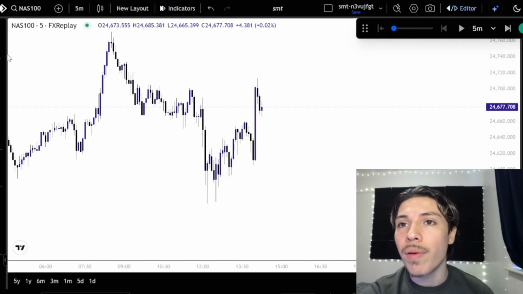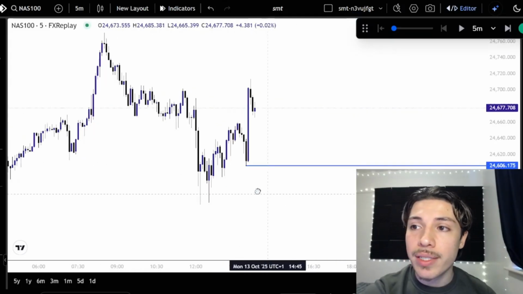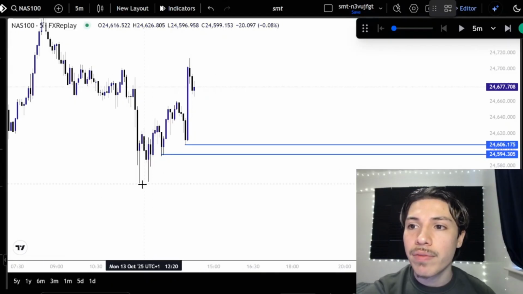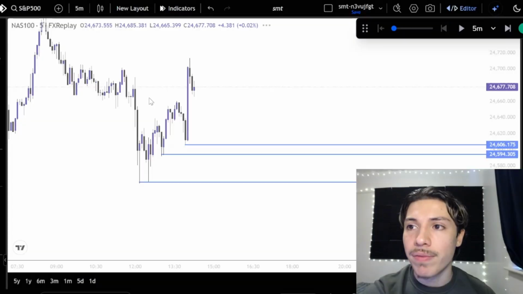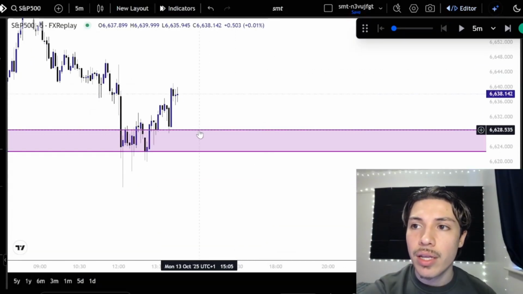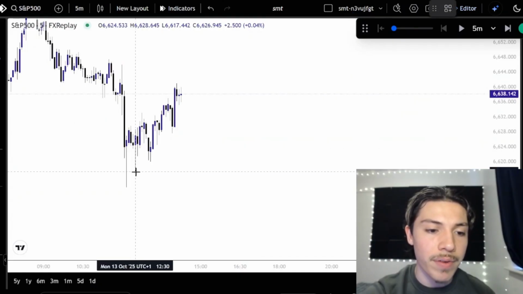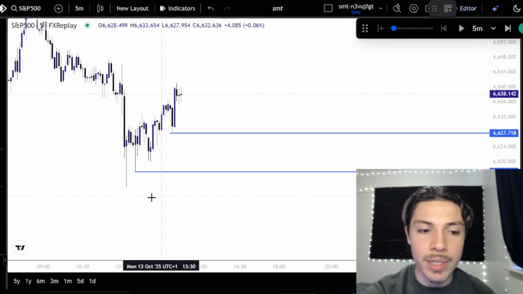Because we want to look for buys, I'm going to apply my model. I'm going to wait for a 5 minute sweep of liquidity. So I'm going to mark out these 5 minute lows, and we have these relatively equal 5 minute lows right here. If we head over to the S&P 500, is it going to be the same thing? Yep, let's just mark out those same equal 5 minute lows. We have 5 minute lows here, here, and here.